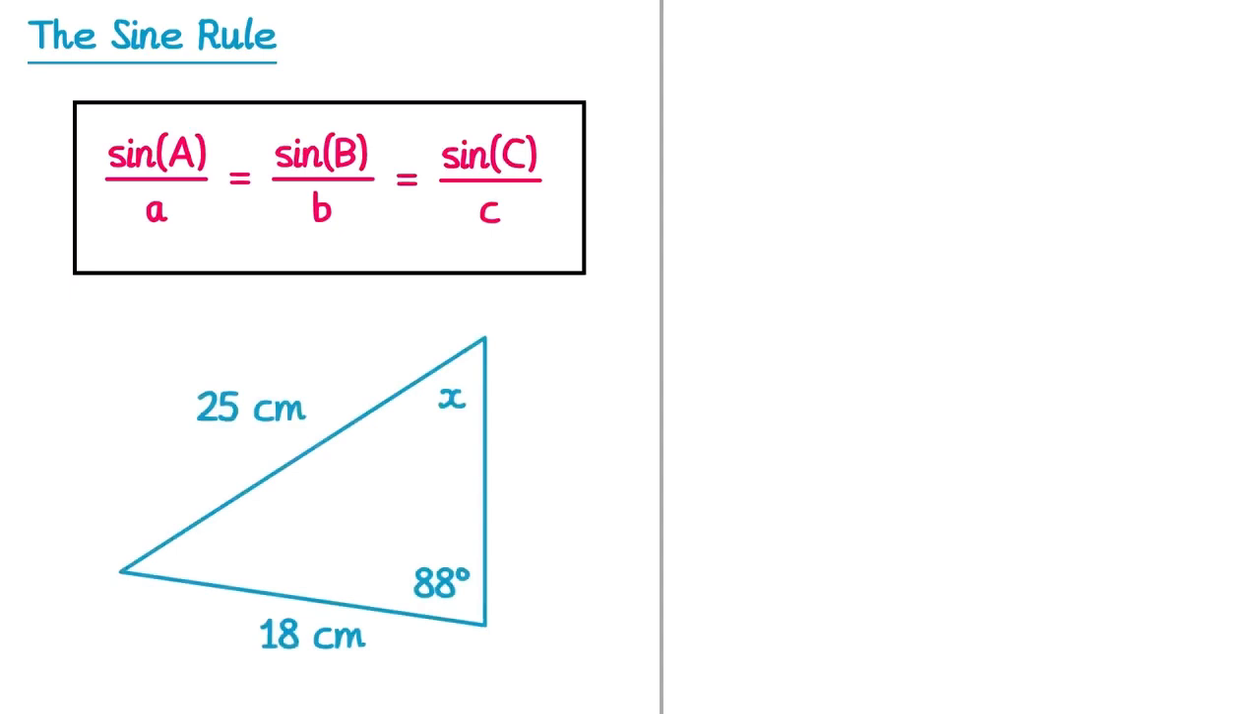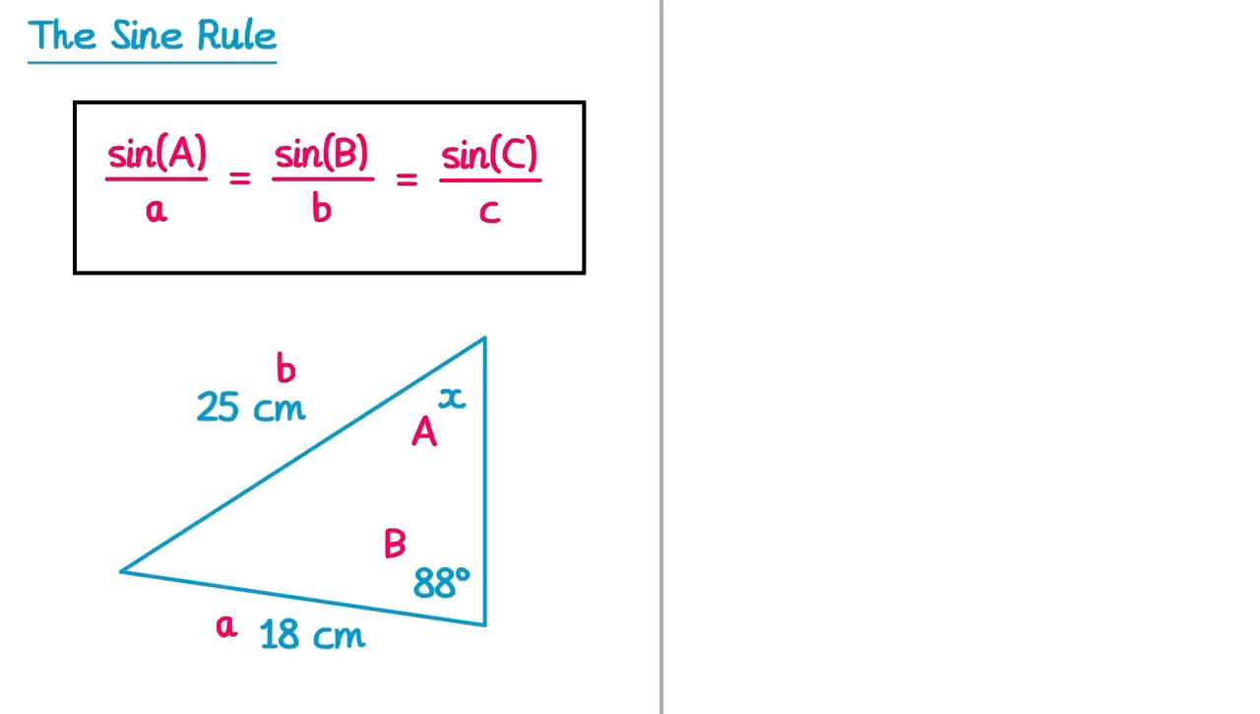So for this question here, you can see the angle this time is what's missing, and that's been labelled x. So we're going to start by labelling that x as A, but since it's an angle, it will be capital A. The side that's opposite this will be lowercase a. The other angle given in the question will be our capital B, so that's the 88. And the side opposite this will be the lowercase b, so 25.